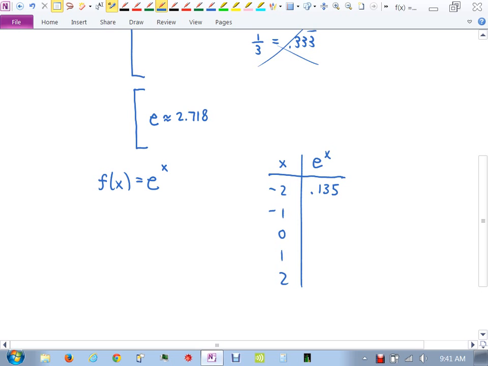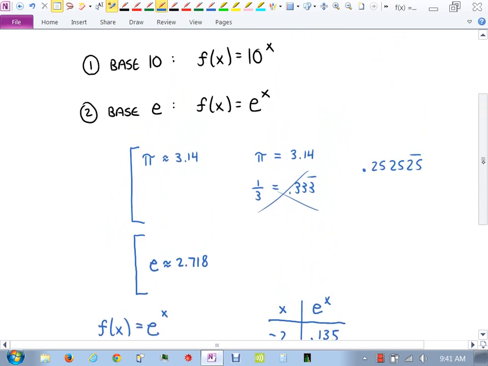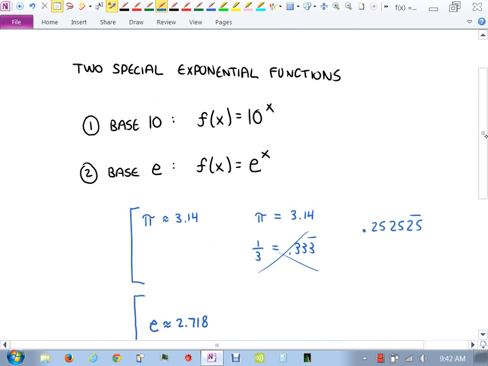Let's finish this out. What was the next one? Who wants to tell me what e to the negative 1 was? 0.37. e to the 0 is 1. e to the 1 is 2.72. And then e squared was 7.38, something like that. Okay. But you now need to make sure that you're okay with that e button, all right? All right, that's pretty much it. Those are the 2 special ones, the base e exponential function and the base 10.